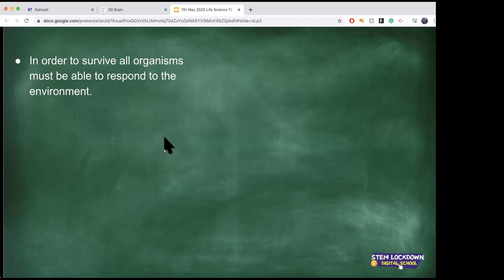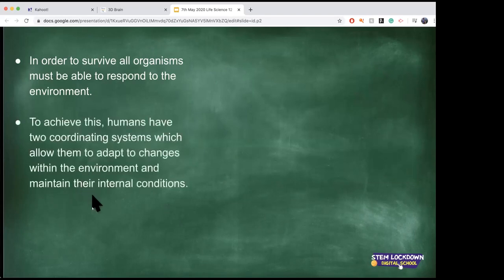So fingers crossed. Now, in order for us to survive, we need to respond to our environment. It is a survival mechanism for us. We need to be able to respond to our environment.